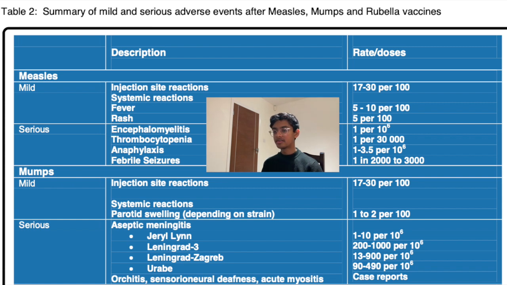Let's have a look at mumps. Mumps, serious, again, these are all in per million. You've got 1 to 10 per million, 200 to 1,000 per million. These are all types of meningitis that you might contract. Please do not get worried about this. I'll link this all in the description below so you can see exactly how small the chances are. It's 1 in a million pretty much. It really is 1 in a million, so I wouldn't worry at all.